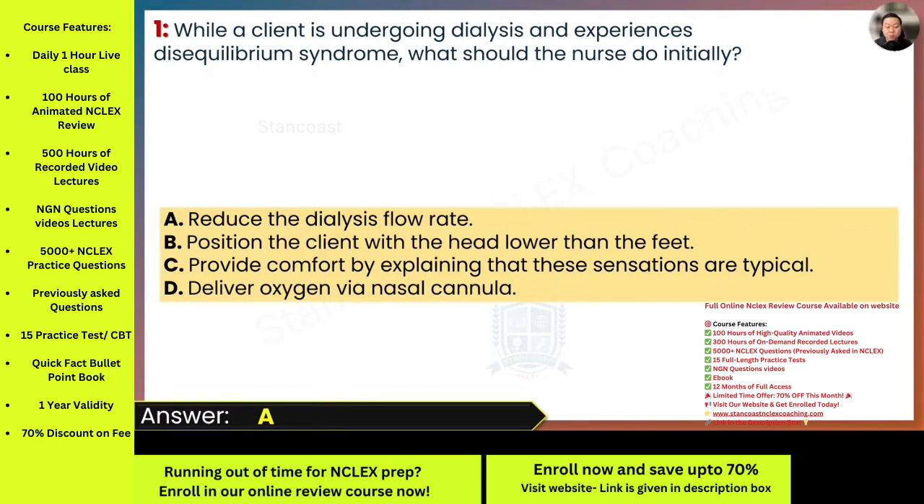And so for this test question, I want you to look for that intervention that directly addresses the cause of disequilibrium syndrome. And remember that slowing the dialysis process is the only answer that will help the root cause. And always focus on interventions that address the main root cause, not just the symptoms.